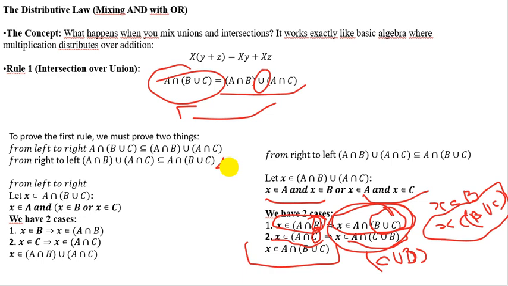So since the left side is a subset of the right and the right side is a subset of the left, this proves the equivalence. That means the left side equals the right side. This is for the first rule of the distributive law.